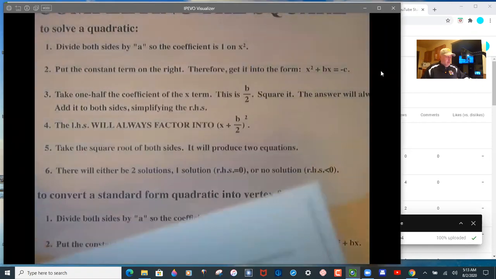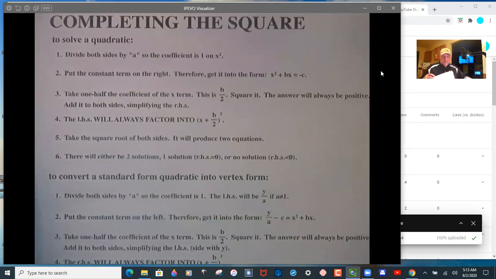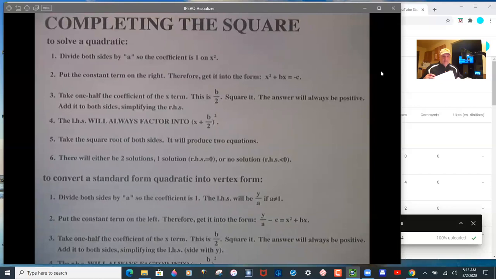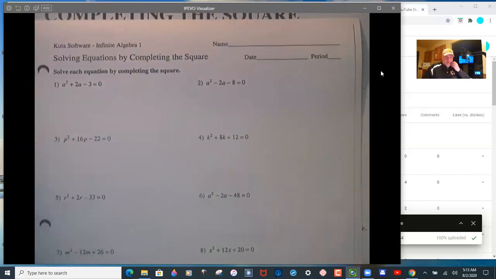Get rid of all of that, and refer back to it as you need to.